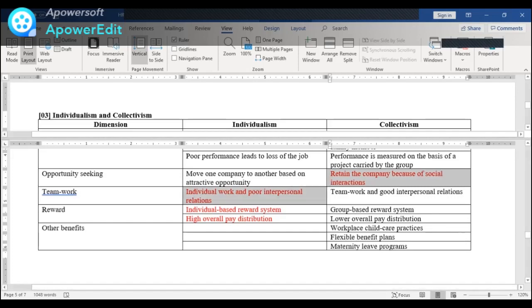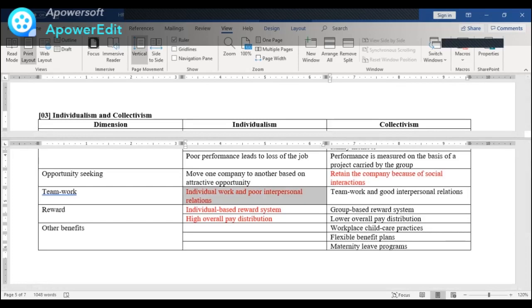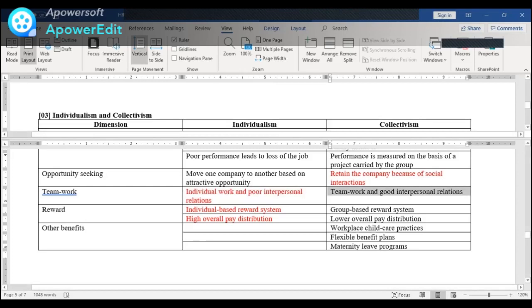Then teamwork. In individualism culture, individuals work individually and have poor interpersonal relations. Therefore, teamwork is very rare. However, teamwork and good interpersonal relations are common in collectivistic culture. Then reward. In individualistic culture, individual based pay system and high overall pay distribution are the common things.